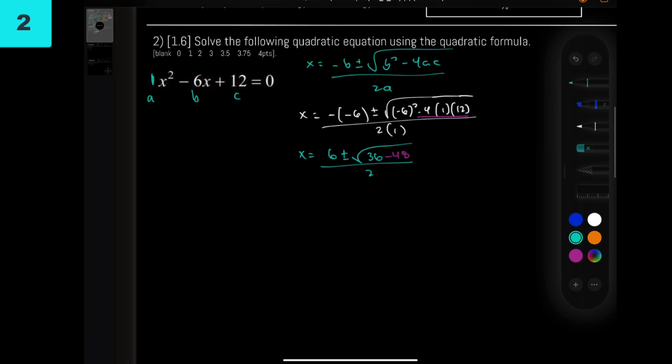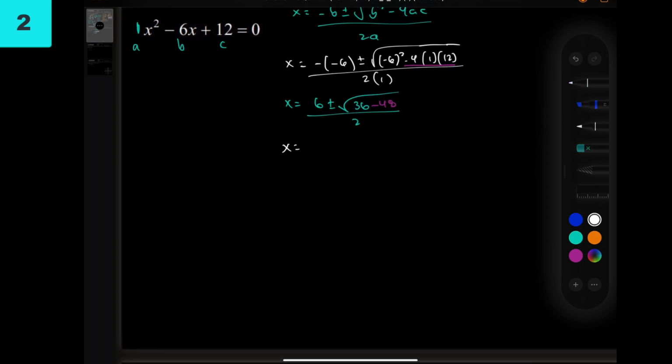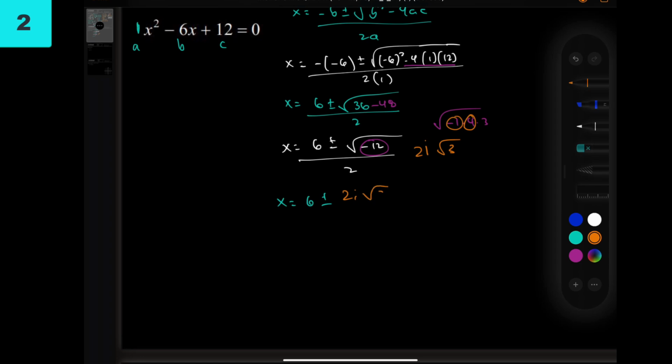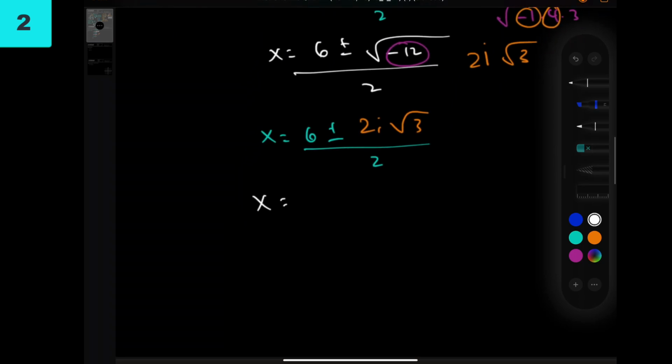2. So x equals 6 plus or minus negative 12 over 2. This is going to become, that becomes i. Square root of 4 is 2, so that'll become 2i radical 3. Okay, now you can separate these to simplify.